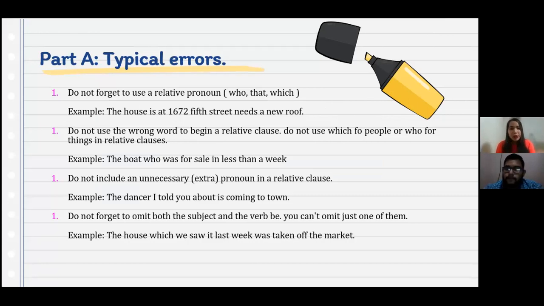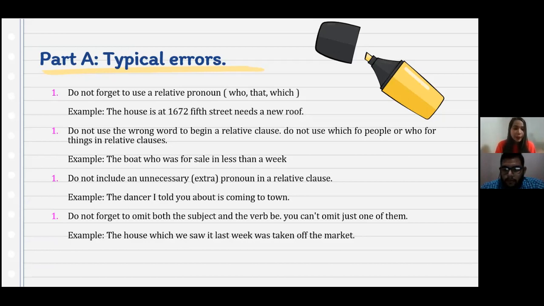First, do not forget to use a relative pronoun: who, that, and which. For example, "The house is at 1672 Fifth Street needs a new roof." The second one is, do not use the wrong word to begin a relative clause. Do not use which for people or who for things. For example, "The boat who was for sale in less than a week." We have to use which because boat is a thing.